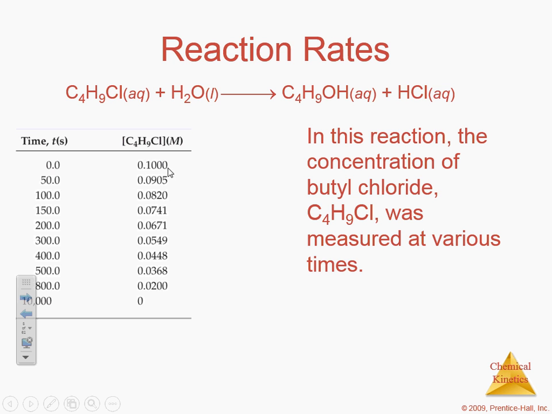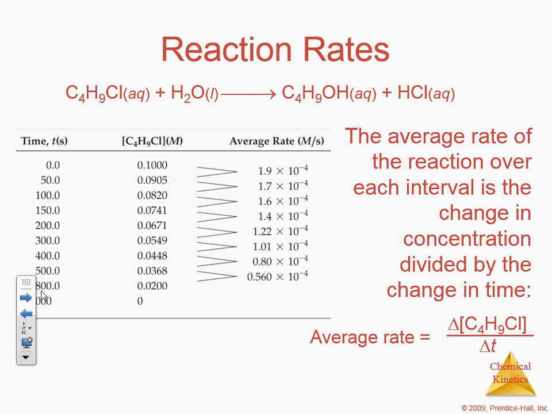Now, what's happening to the concentration of butyl chloride over time? It's decreasing. Why is it decreasing? Most likely because it's reacting to form our products. Now, if we take this reaction and figure out our rate of reaction, we've measured our concentration at various points in time.